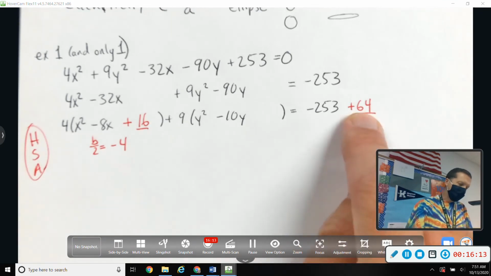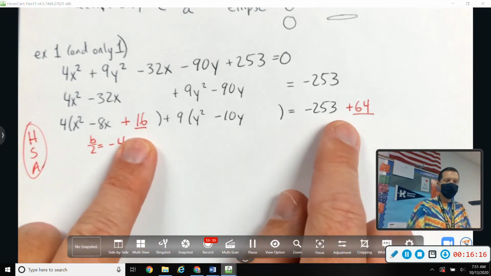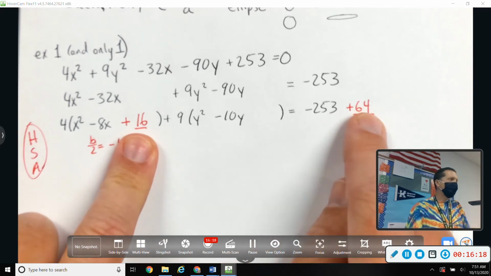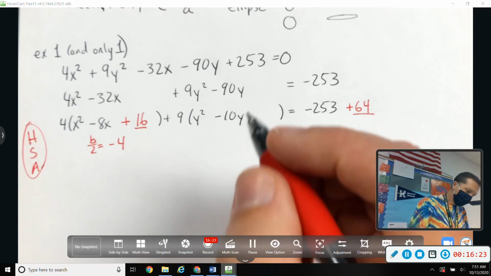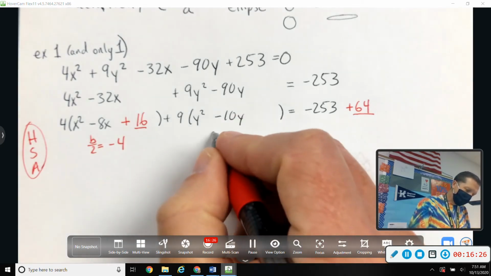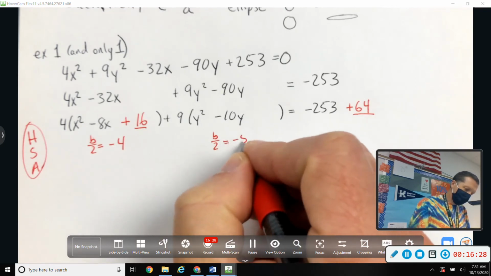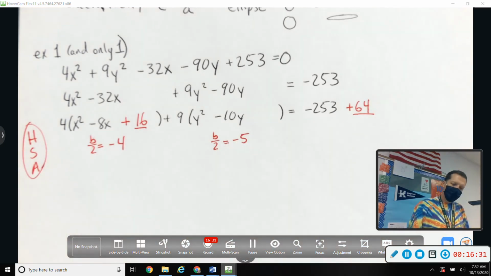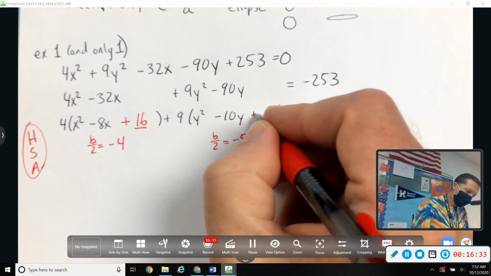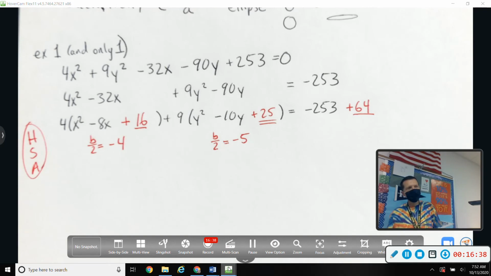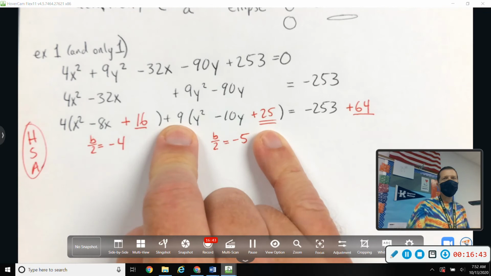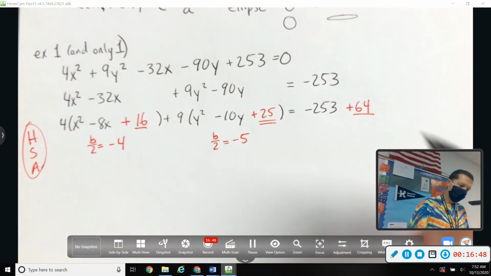And that is a common mistake, to get into this habit of, a good habit of writing plus 16, except that it wasn't really plus 16 on the left. All right, for the y stuff, b over 2 would be negative 5. So I square it, I get 25. And I've got the same issue. I write plus 25 on the left, but I didn't really add 25. What did I add? Yeah, whatever 9 times 25 is, which is 225.